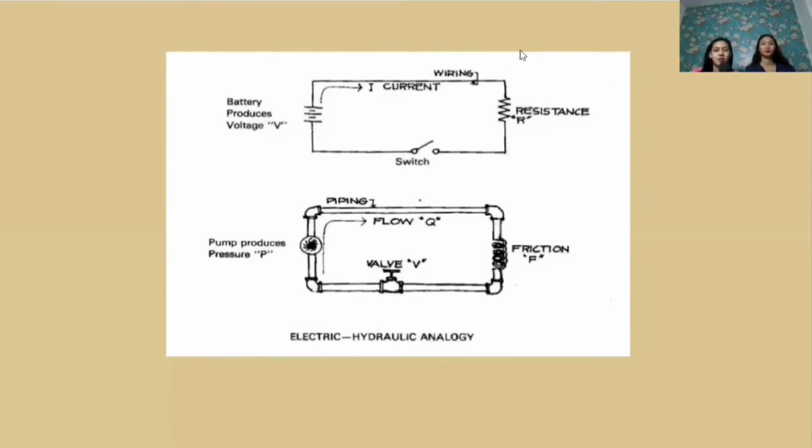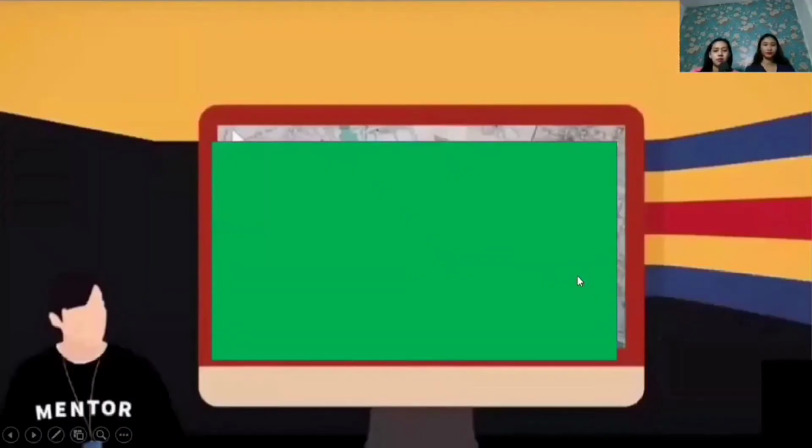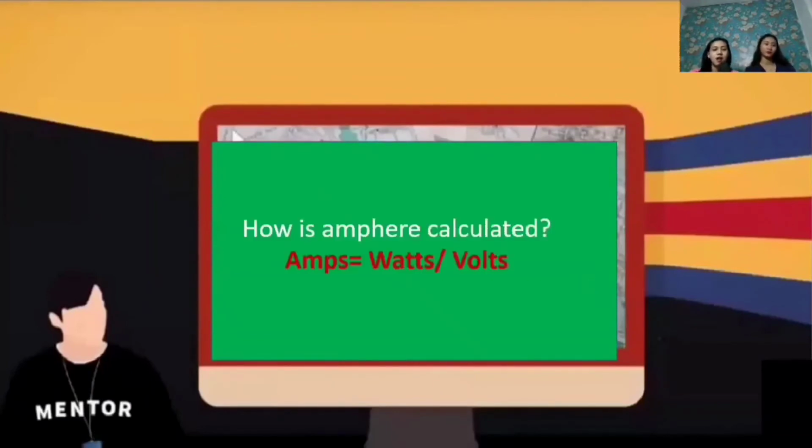Let's proceed to the next one. How is ampere calculated? Amps equals watts, or what we call wattage, over volts. Partner, will you discuss?